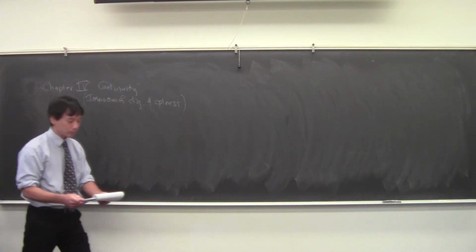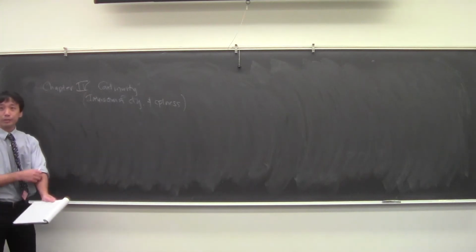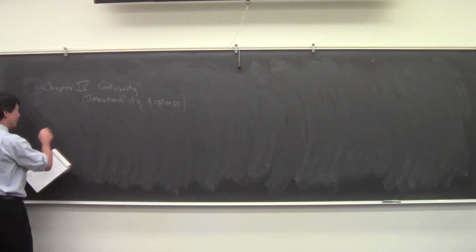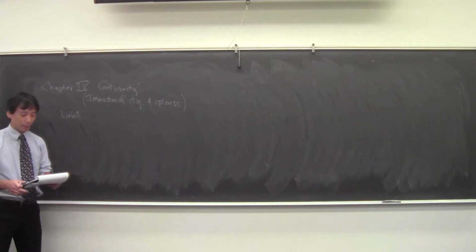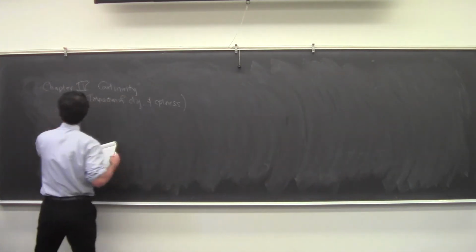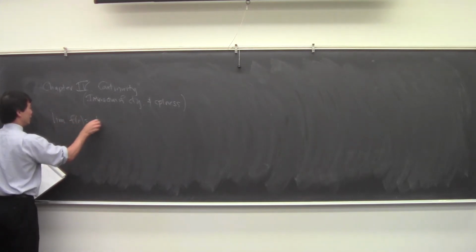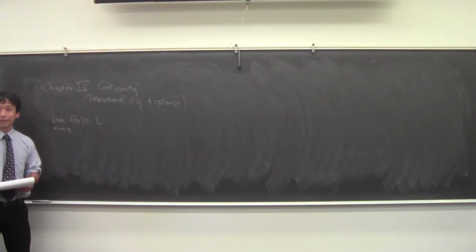But to get to continuity, we have to introduce first a notion which all of you have seen before in one form or another, the notion of limit. So if I say the limit of f of x is L as x approaches some point, what does that mean to you?